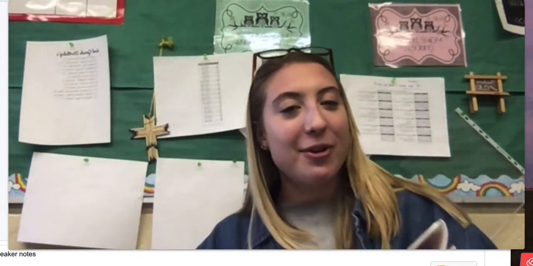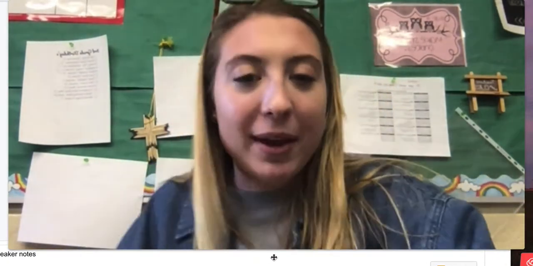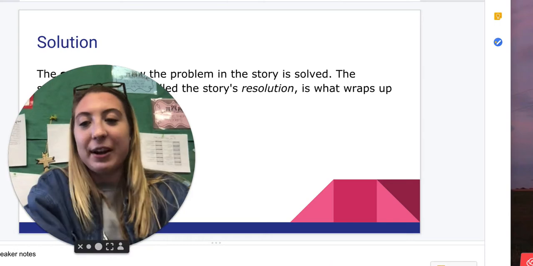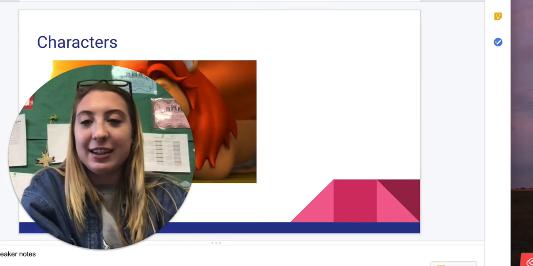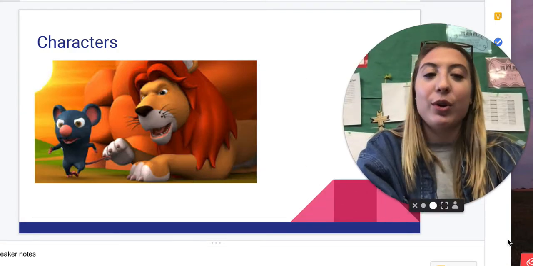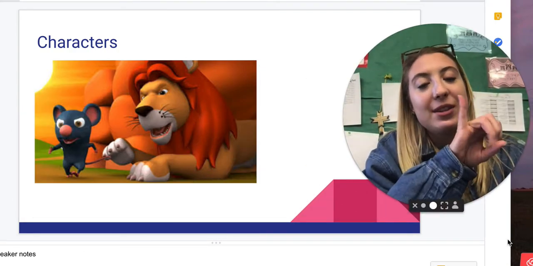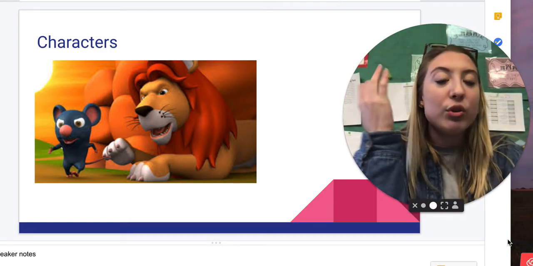So that's our small story today, a very nice story. But now let's talk about the elements of the story that we just read. The first thing we're going to talk about is the characters. Who was in this story? So our characters were the mouse and the lion. They're our main characters because the whole story followed them.